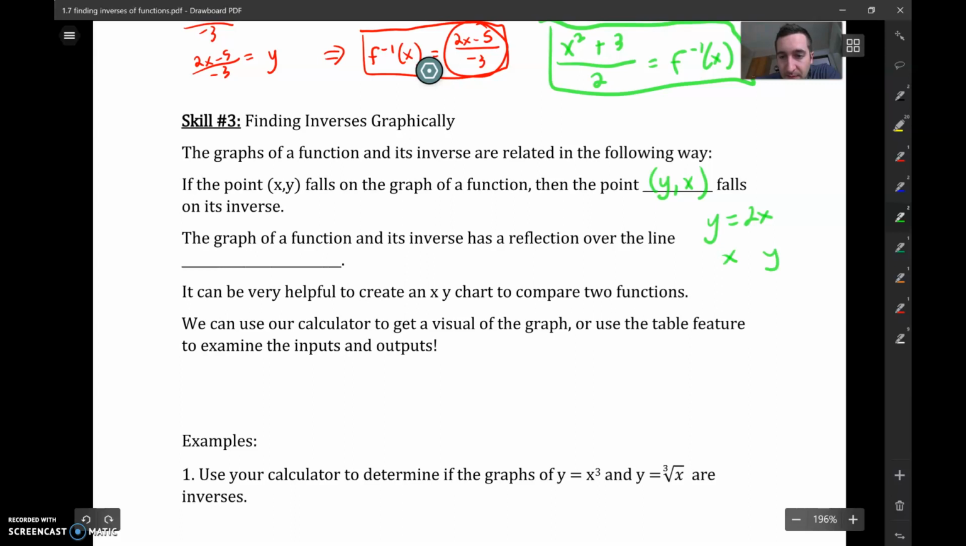If I had just a line y equals 2x, watch this. Let's just do a quick example. Let's go -2, -1, 0, 1, 2. We plug this in, and you get -4, -2, 0, 2, 4.